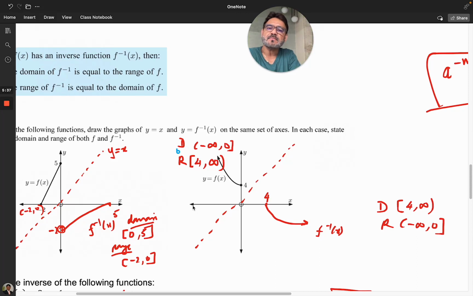Correct? So domain is from -infinity to 0. The graph is stopping here. Your range is 4 to infinity. For the inverse, the domain is from 4 to infinity and the range is from lowest value to highest value. So lowest value is -infinity, highest value is 0. Okay.